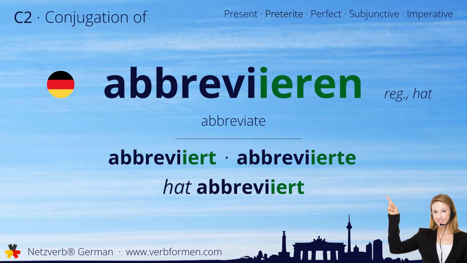Today we're going to learn how to conjugate the German verb abbreviieren. Watch and listen to the forms carefully. Let's start with the stem forms. Abbreviiert, abbreviierte, hat abbreviiert. Now let's move on to the tenses.